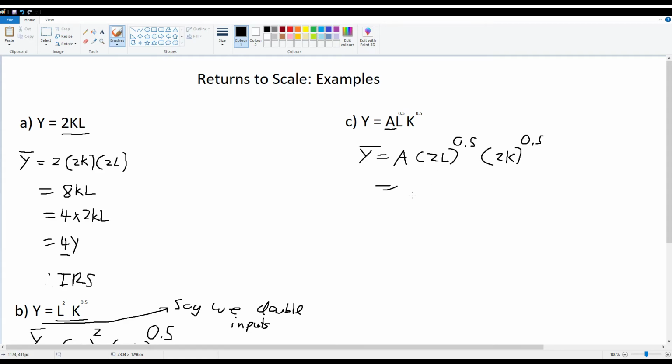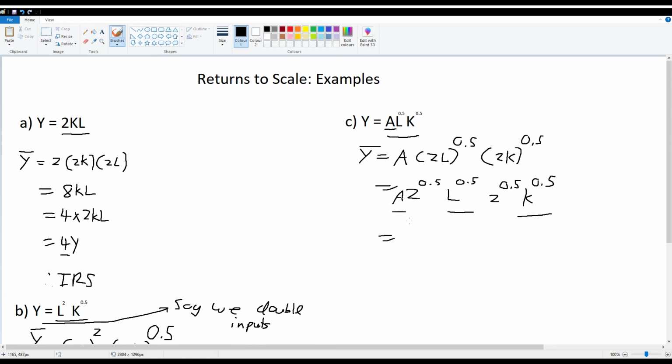Exactly the same deal as last time. I'm going to bring 2 out. A at the front doesn't change. 2 to the half, L to the half. I'm just expanding these powers here. 2 to the half, K to the half. And again, we can see it all coming together. I'm going to want this original A, L to the half, K to the half. I have the A, I have the L to the half, I have the K to the half.